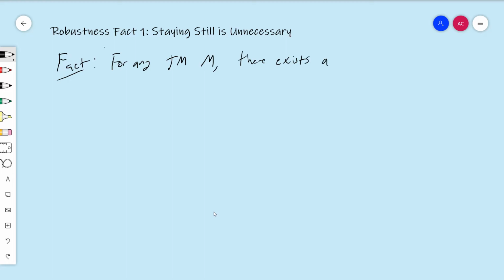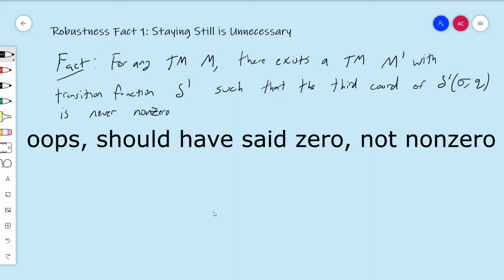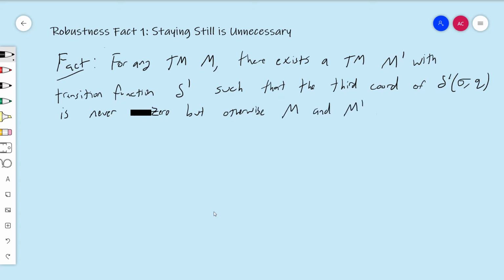So there exists a Turing machine M prime with transition function delta prime such that the third coordinate, remember the third coordinate of the transition function is always the direction, of delta prime of sigma q, is never zero, but otherwise M and M prime compute all the same functions and halt in all the same decisions.